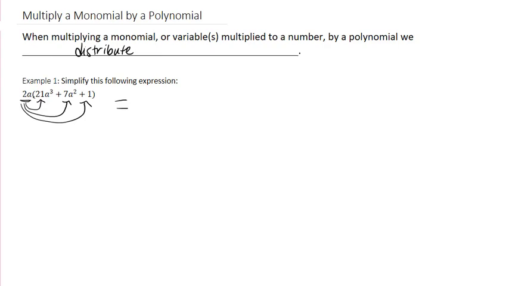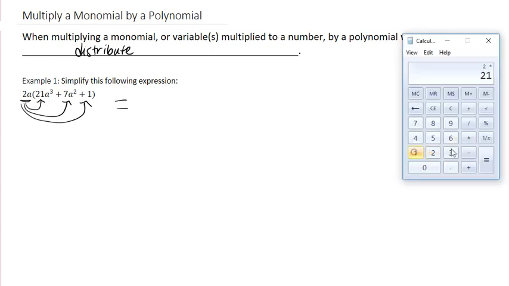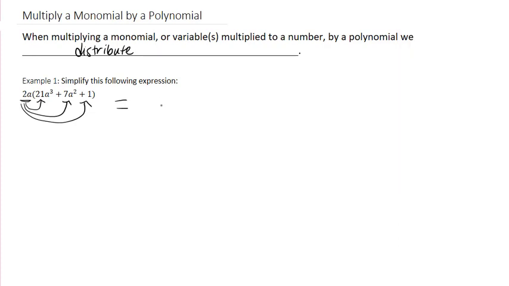So we go 2a times 21a to the third. So 2 times 21 is 42. So we get 42. And then we have a, and then a to the third. So we'll just write this out like this first.